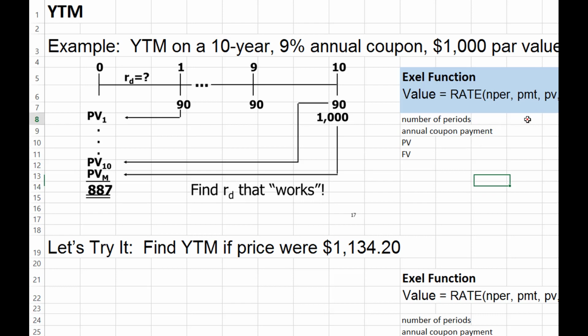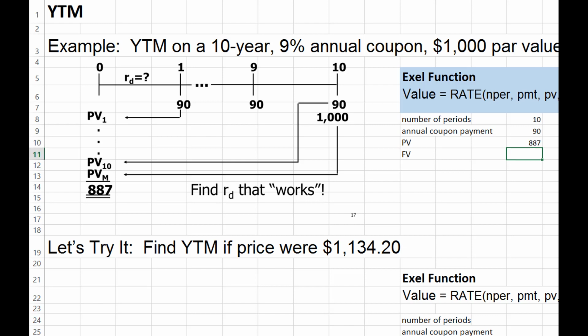And so let's put in the numbers. What are the number of periods? It's an annual coupon, so the number of periods is 10. 10 years, 10 payments. Next is, what is the annual coupon payment? We know that equals the coupon rate, 0.09, times the face amount, 1,000. So each year we'll get $90. The present value is given at 887.